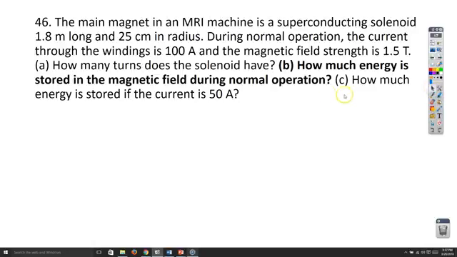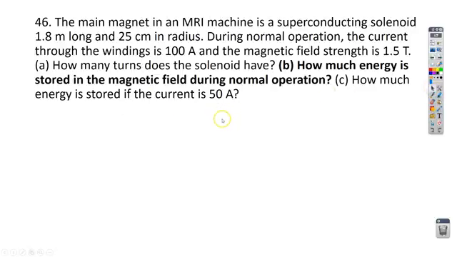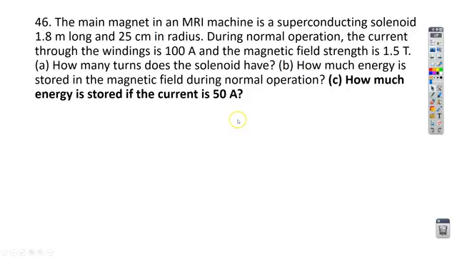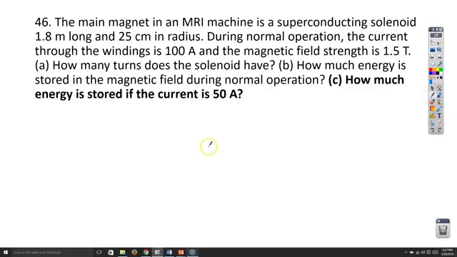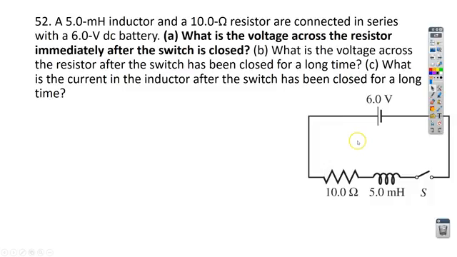So the very last question wants to know how much energy is stored if the current is only 50 amps. Since the current is 50 amps, we've reduced the current to half its original value. The energy stored should be 1/4 of its original value, so it should be about 79,000 joules. Remember, energy stored is proportional to the square of the current. So the energy stored is proportional to I squared. And that's why we have to reduce it by 1/4. That was number 46. Let's go ahead and take a look at the next one.